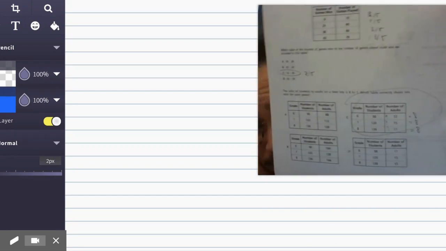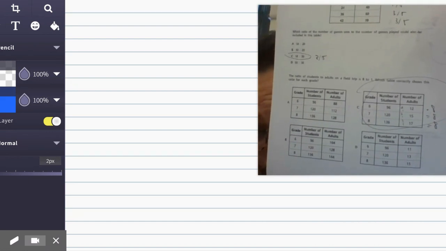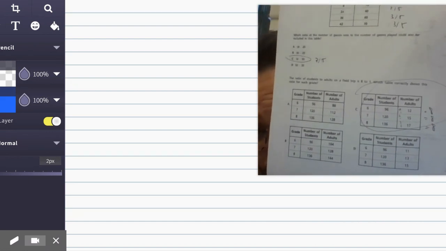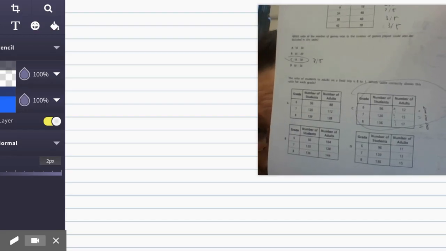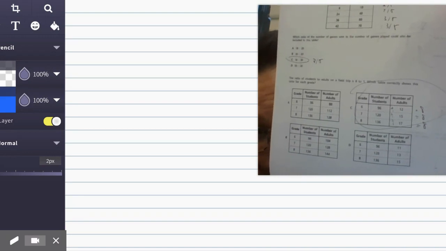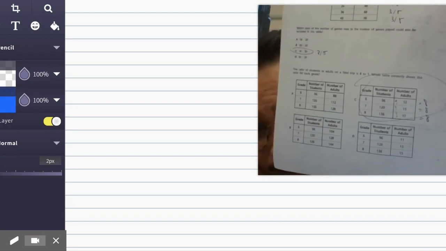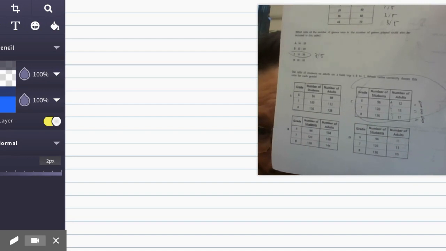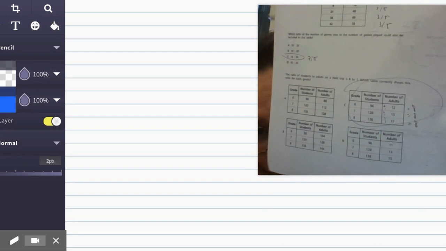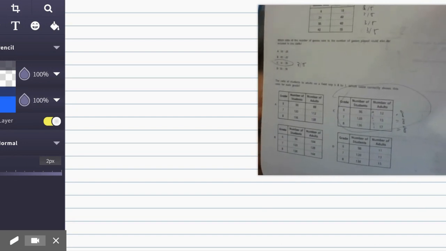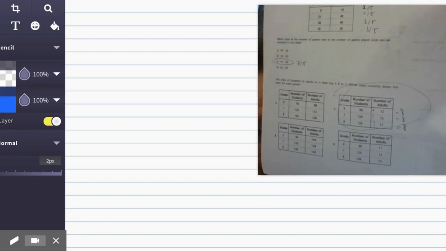Last question of the night. Here, what I did was I did students divided by adults. That's 8. So in other words, 8 students to 1 adult. Okay, so that's why it's choice C. If you look at the other ones, like A and B, it doesn't really make sense because they're almost 1-to-1, right? It's not 1-to-1; it's 8-to-1, right? So that's why it's choice C. D, the answers are just plain wrong.